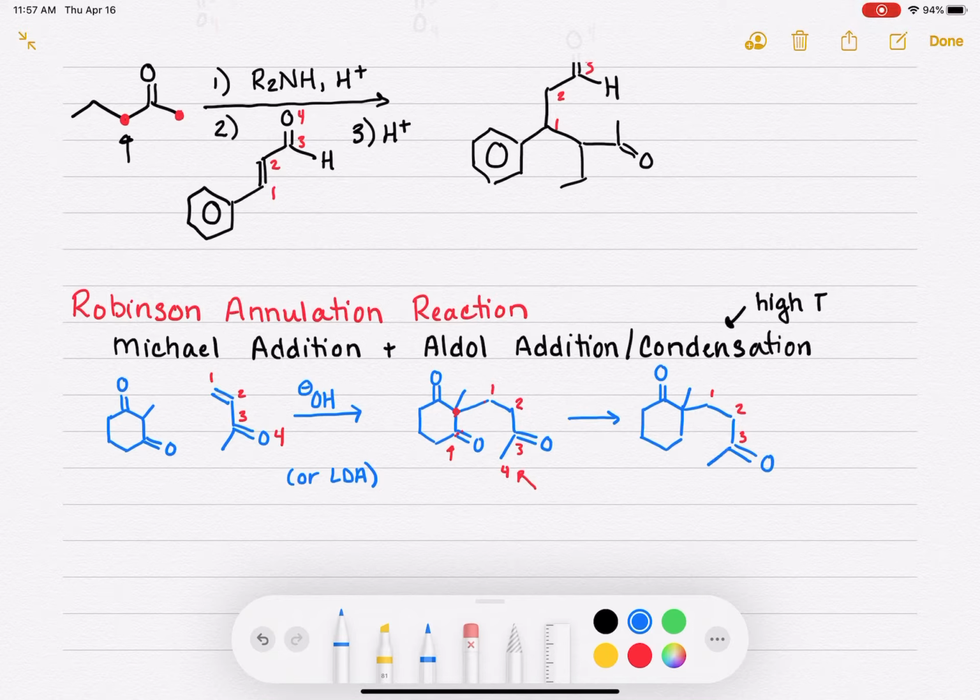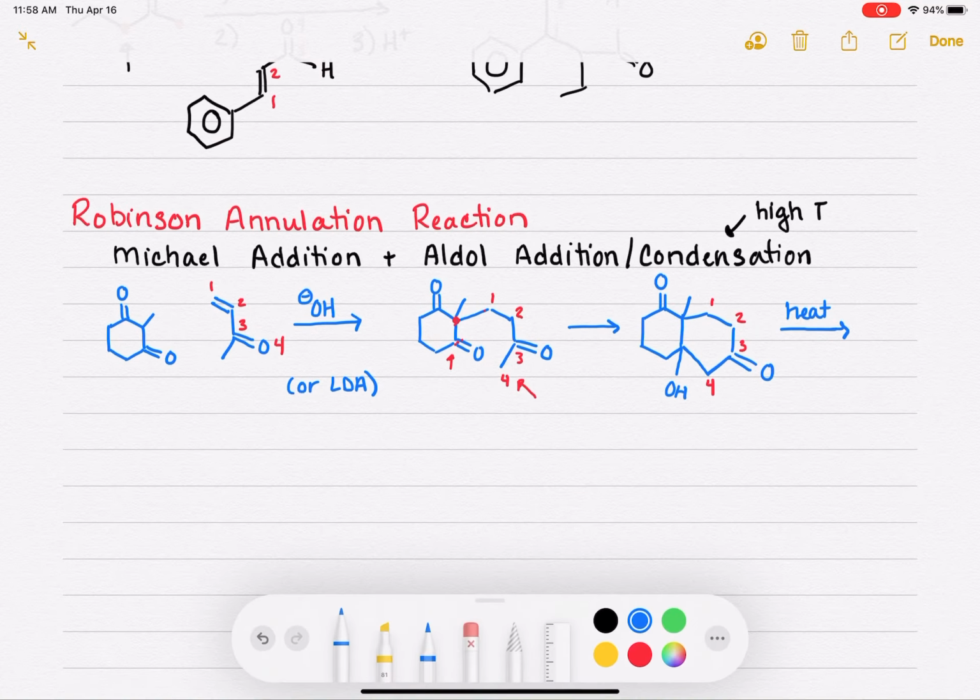Don't lose any carbons. Make that bond from carbon 4 to the carbon that used to have a carbon-oxygen double bond. The initial aldol reaction is going to start out like this with an alcohol group on it. And then if you have high heat, so if you have a high temperature going on, then you are going to get the condensation or the dehydration part of the reaction.